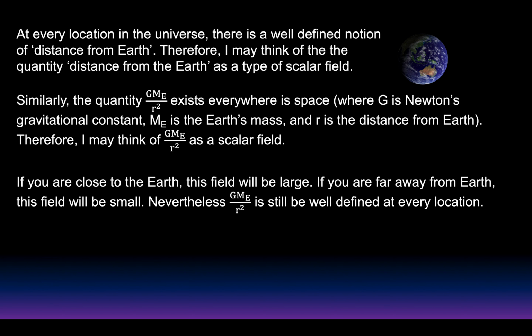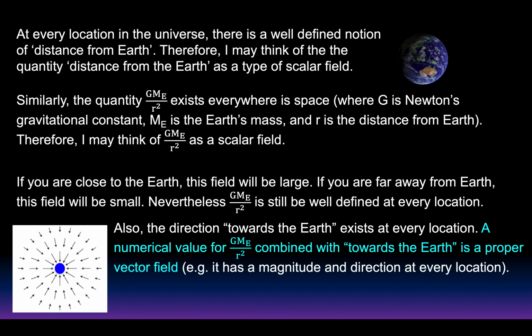Now, if you're close to the Earth, the value of this field GM over r squared is going to be large because 1 over r squared is going to be a large number. If you are very far away from the Earth, r squared will be huge, so GM over r squared will be a small quantity. But nevertheless, the quantity G times the mass of the Earth divided by r squared is still a well-defined idea at every location.